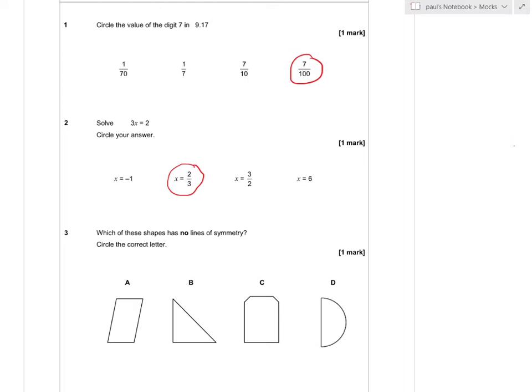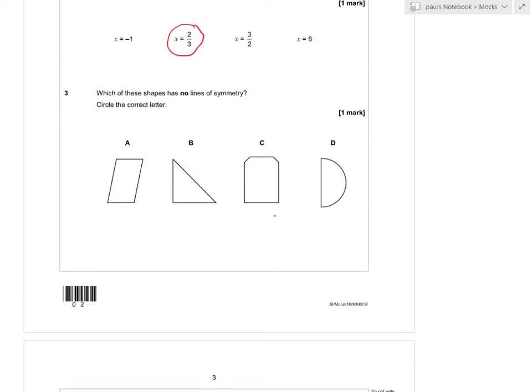Which of these shapes has no lines of symmetry? This one here. Yeah, I can't make crosses that way, so we go for A.